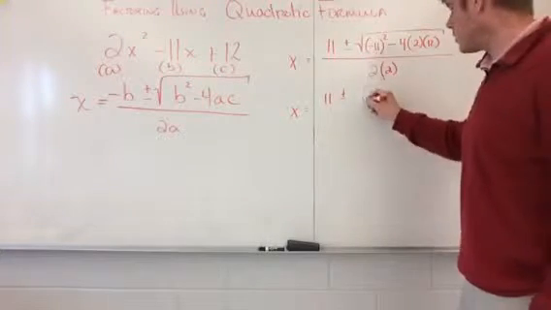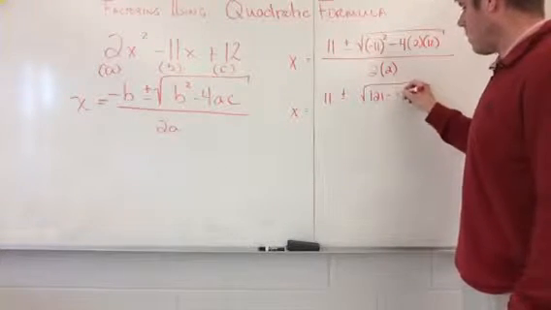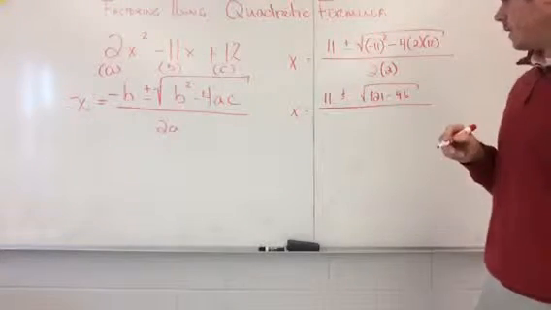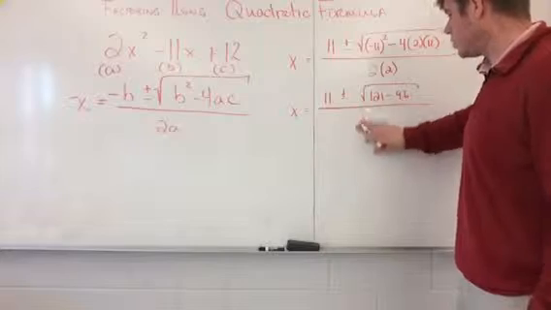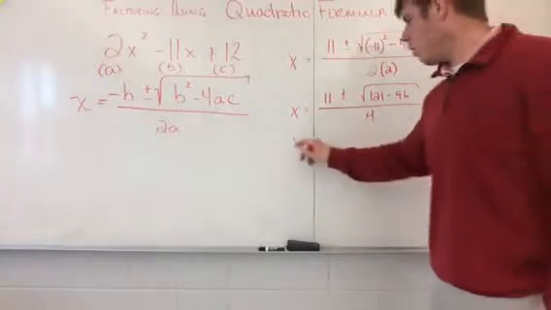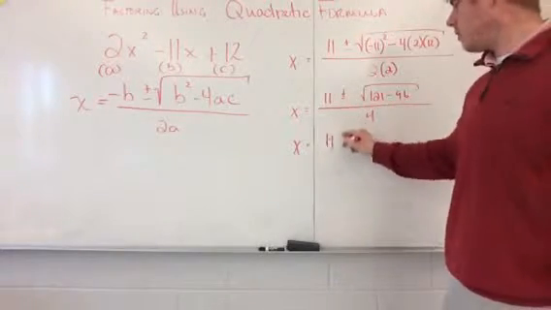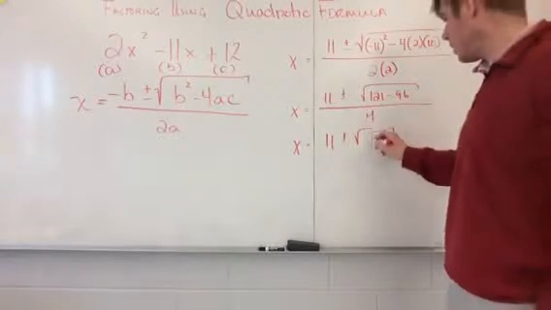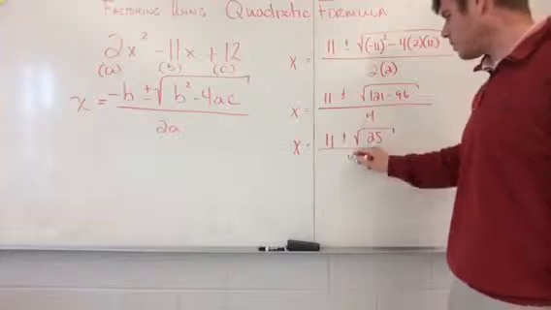So this is going to be the square root of 121 minus 96. All right? And then I take this, and then I divide by 2 times 2, which is 4. So what I now have is 11 plus or minus the square root of, and in this case 121 minus 96 is 25, which is nice, all over 4.